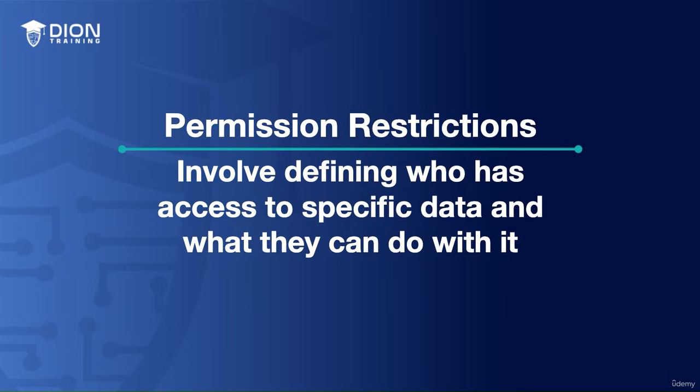Finally, permission restrictions. Permission restrictions involve defining who has access to specific data and what they can do with it. This is often managed through access control lists or role-based access control, often known as RBAC. By limiting access to only those who need it, organizations can significantly reduce the risk of internal data breaches.